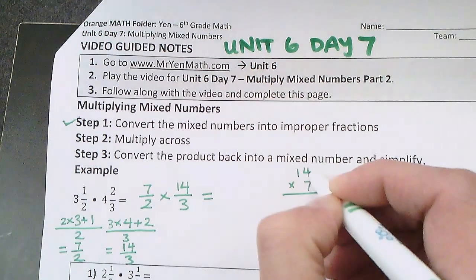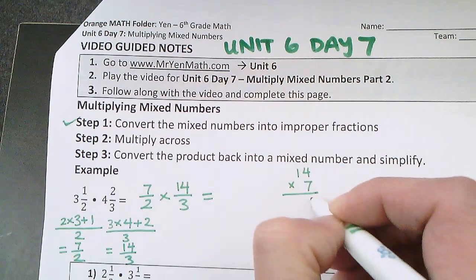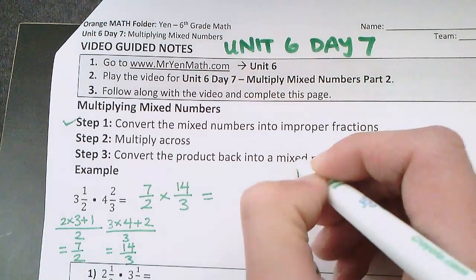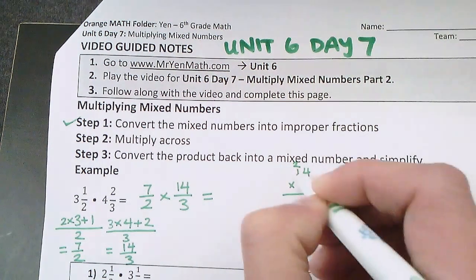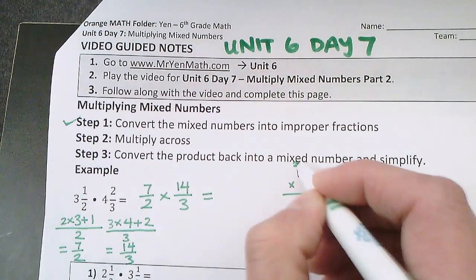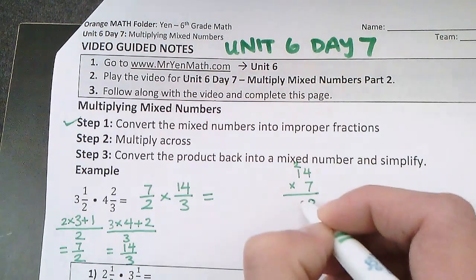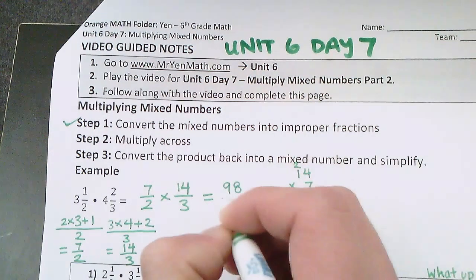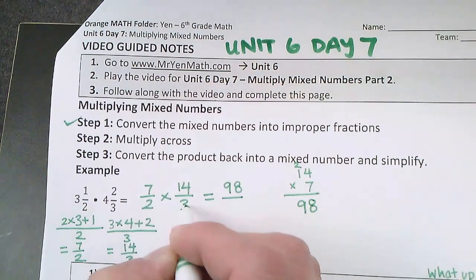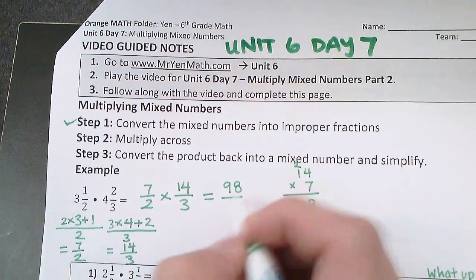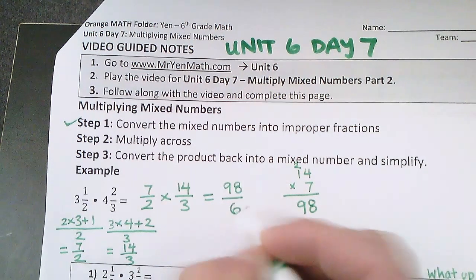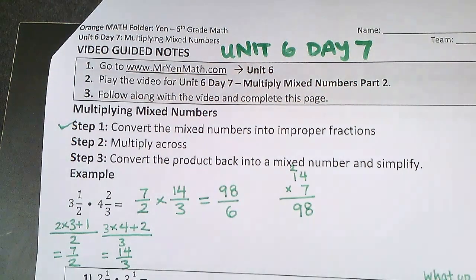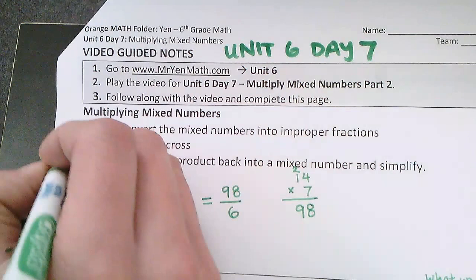Right? 7 times 4 is 28. So we'll put 8 there, carry the 2. 7 times 1 is 7. Plus 2, which is 9, so 98. So we have 98 as our numerator. And then 2 times 3 on the bottom is 6. 98 sixths is our answer.